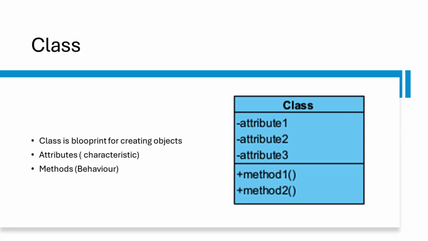What is a class? A class is a blueprint for creating objects. Objects have characteristics and behaviors. Attributes are used for characteristics and methods are used for behaviors. A class is a blueprint for objects with the same characteristics and behaviors. For example, human. We humans all have characteristics like weight, height, and hair color, and we all have behaviors like moving and sleeping.